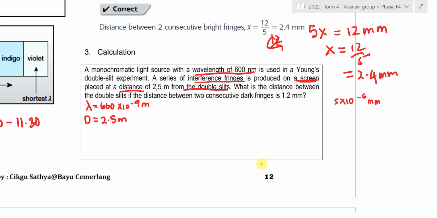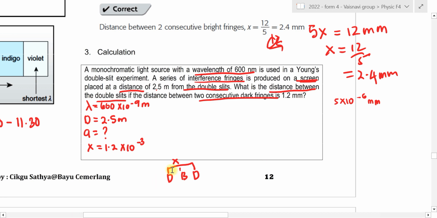What is the distance between the double slit? Distance between the double slit. Double slit adalah coherent source. Jadi distance between coherent source adalah A, berapa? If the distance between two consecutive dark fringe, dark, bright, dark. Distance between two consecutive dark fringe means your x. Your x is equal to 1.2 times 10 to the power of negative 3. Milli tu negative 3. Dah tukar macam ni, baru kita apply kita punya formula.